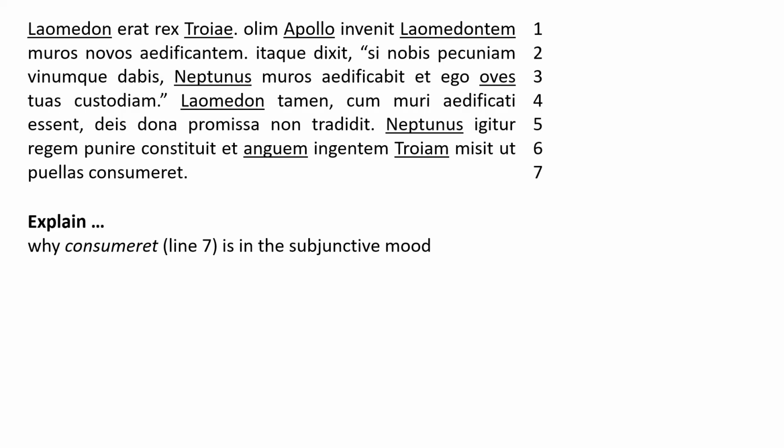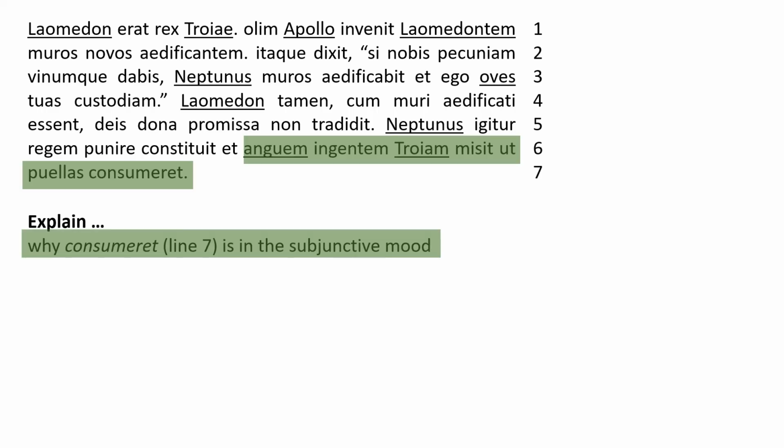So finally, let's look at an example of his regular question, which comes up every single time. Why consumeret, in this case, is in the subjunctive mood. So here is the sentence in question, and notice it's after ut. Remember, you cannot say, because it follows ut, that will get you a guaranteed 0. So don't bother writing it down, there's no point.